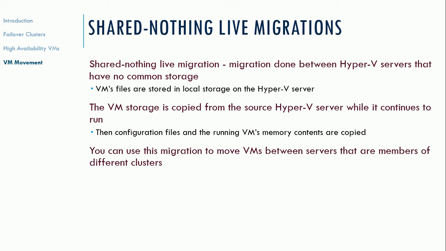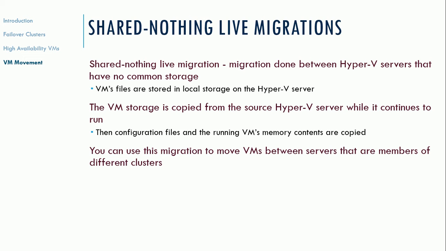A share-nothing migration is done between 2 Hyper-V servers that have no common storage. So the VM's files are stored in local storage on the Hyper-V server. So if you're not using shared disk, right? If both Hyper-V servers would not have access to the same shared volume, then you'll have to actually physically move the machine from one to the other. I know that doesn't sound like it would be a live migration, but Hyper-V does support that.